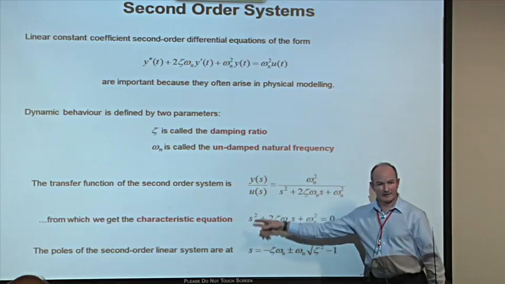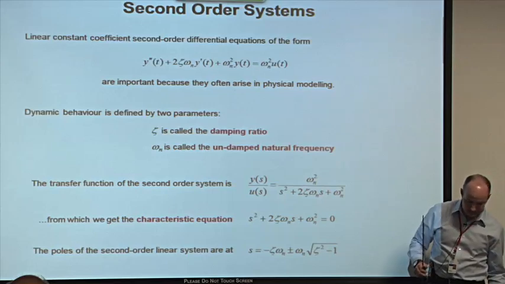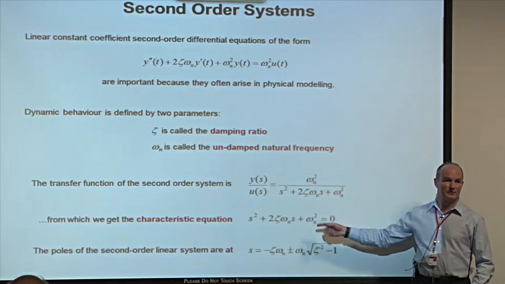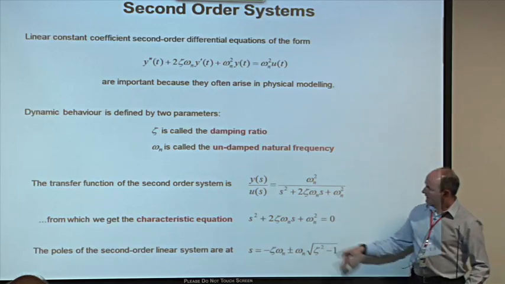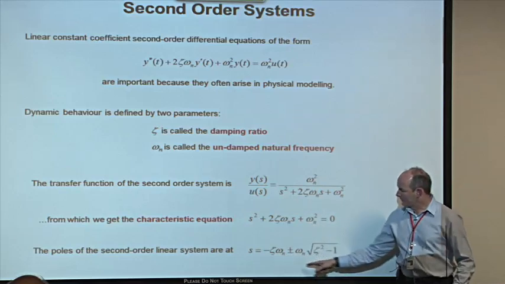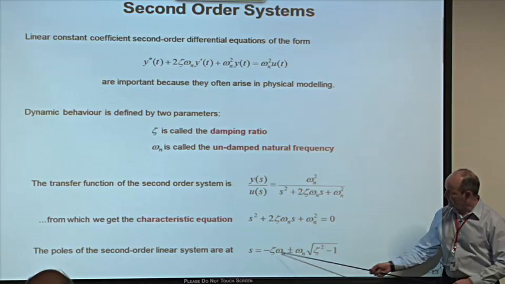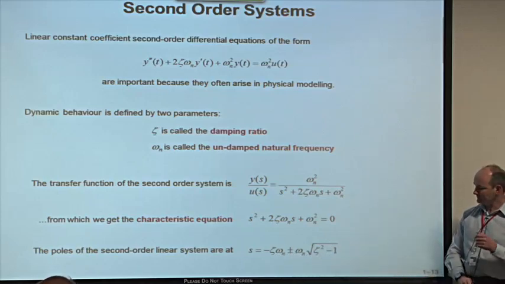Well, now we have a quadratic. We want to know the poles. We have to find two of them because it's second order and it's a quadratic. And you remember the formula for solving quadratics, I'm sure, minus b over 2a plus or minus, you know the one. And when you do that, you'll find that the poles appear in this location: minus zeta times omega n plus or minus omega n times the root of zeta squared minus 1.